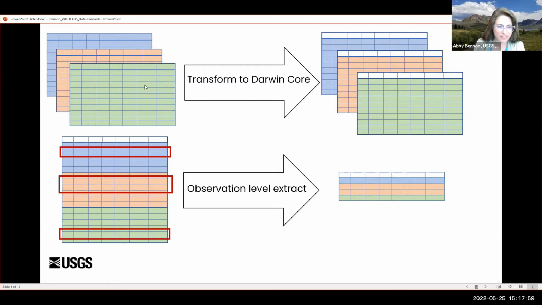So what this does is, let's say we have 3 different data sets, they're all formatted differently. You transform them to Darwin Core, then all the column headers are the same, and the information in those columns is following the standard. So this means that we can integrate them together, and then researchers and policymakers can perform observation level extraction. So if they really just want to know about a particular region, or they're only interested in certain taxa, you can do that because the data are following standards. And so you can actually grab those out and do the analyses that you're wanting to do.